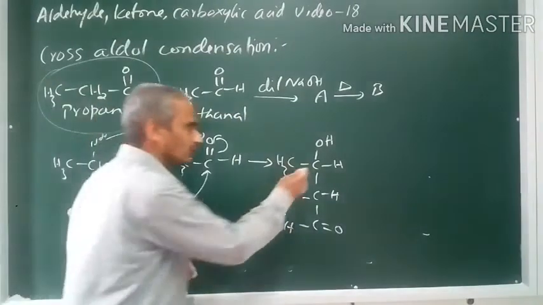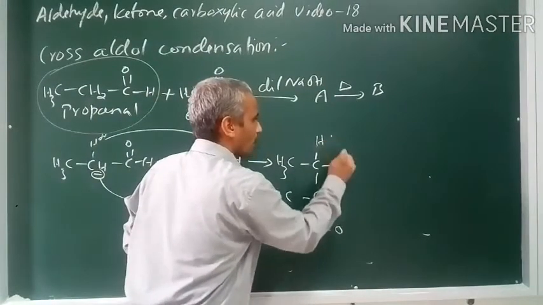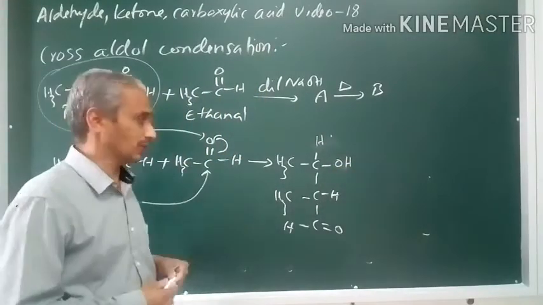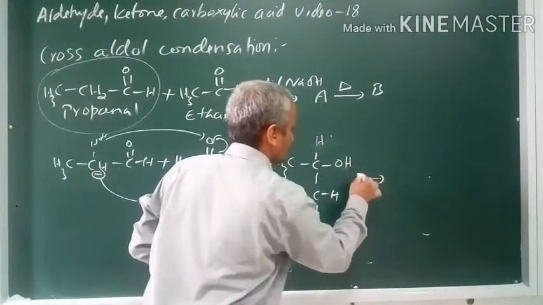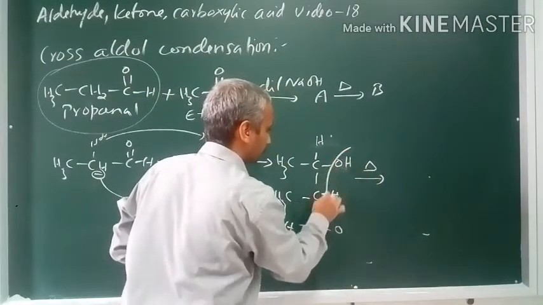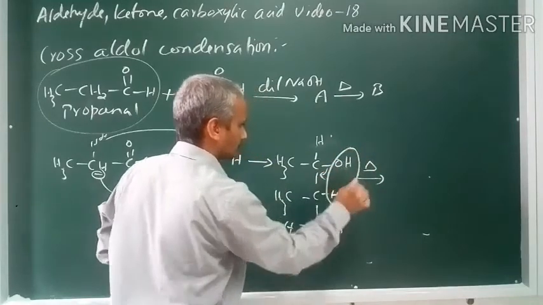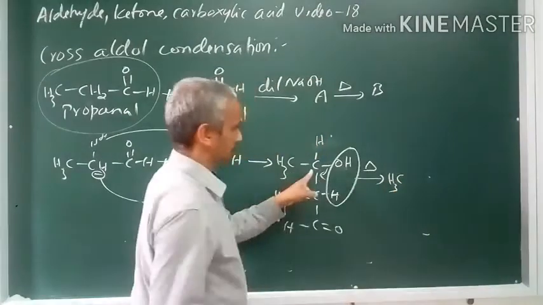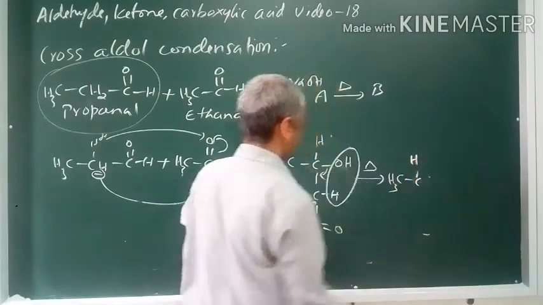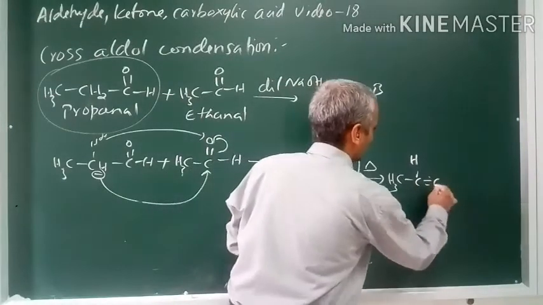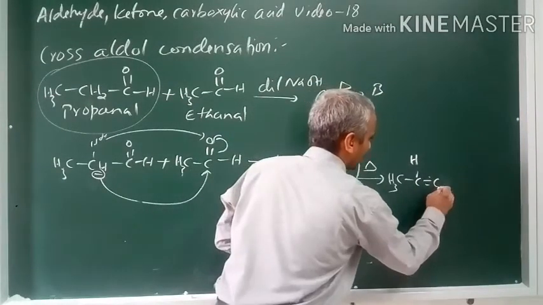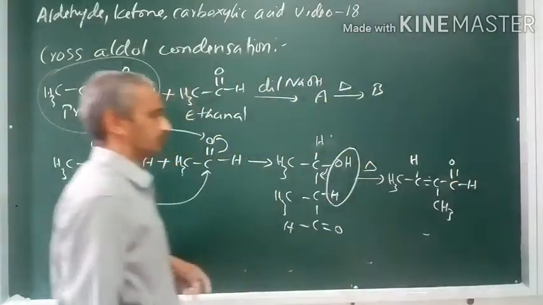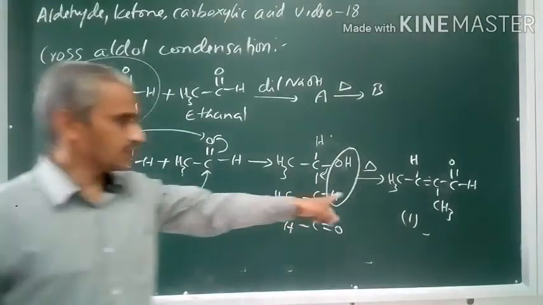For simplicity, what I do is this H I write here, OH I write here, so that I can easily show the removal of the water molecule. Heating, water molecule removed. So what am I going to get? Write down the product now. CH3 CH double bond CH, then CH3 CHO. This is the first product.